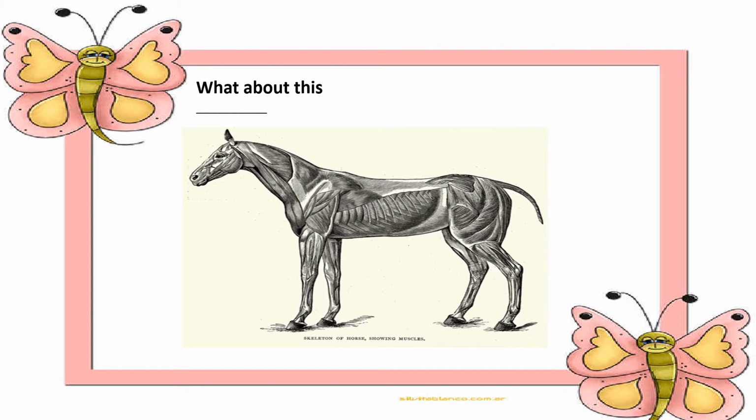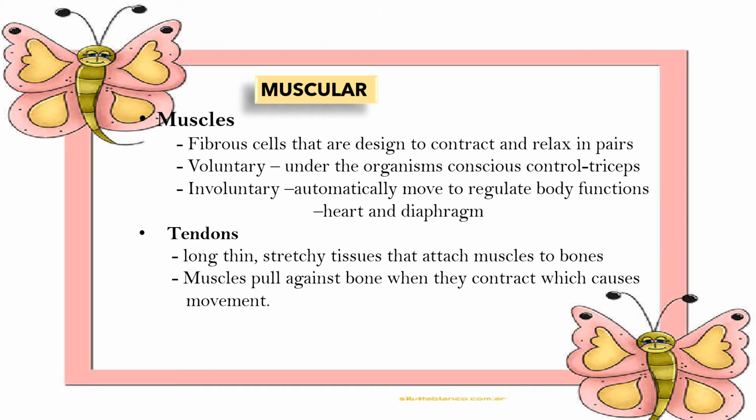Now, how about this? What do you think this picture represents? What organ system does this picture represent? Okay, this is your muscular system or muscular organ. So, how about muscular? Do you have any idea about muscular? Okay, it is your muscles.